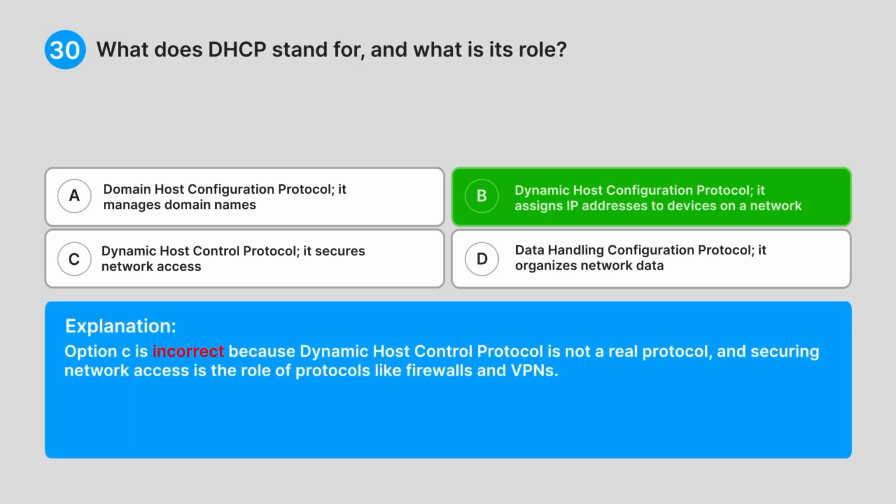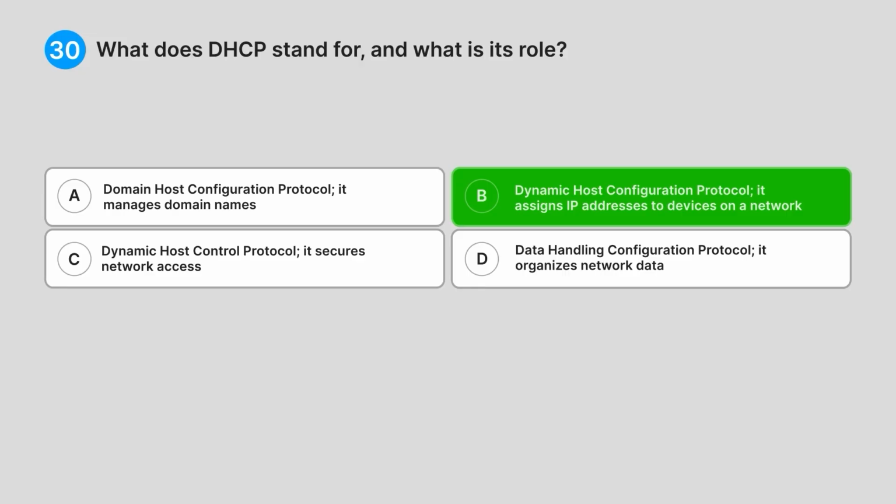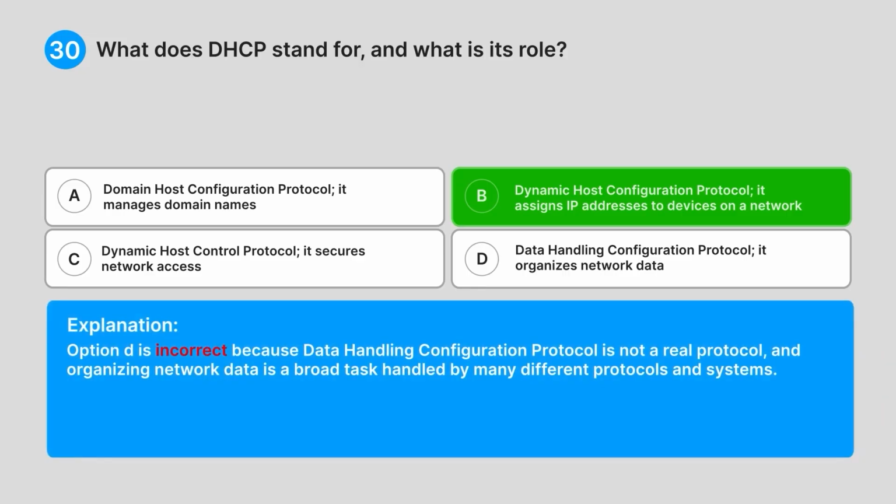Option C is incorrect because Dynamic Host Control Protocol is not a real protocol, and securing network access is the role of protocols like firewalls and VPNs. Option D is incorrect because Data Handling Configuration Protocol is not a real protocol, and organizing network data is a broad task handled by many different protocols and systems.